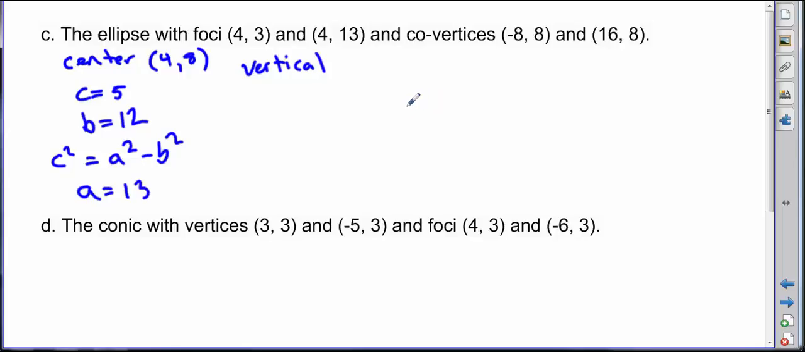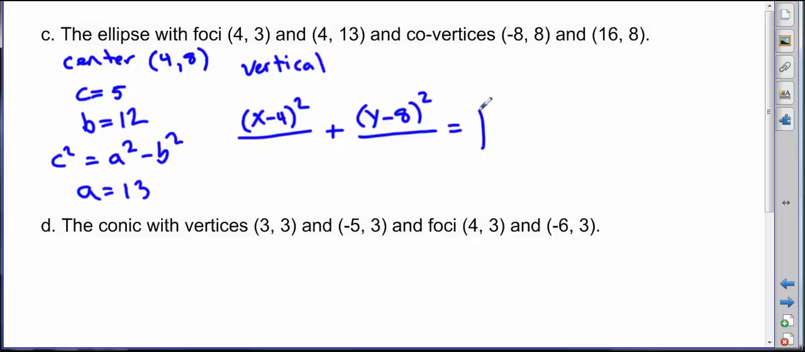And I actually think we have enough information right now to go ahead and write our rectangular form. We know that the center's at (4, 8), so we can do (x − 4) quantity squared. I'll deal with the denominator in a minute. It's an ellipse, so we're going to have plus, and then we'll have (y − 8) quantity squared. We'll deal with that denominator in a moment as well. And it's equal to 1.